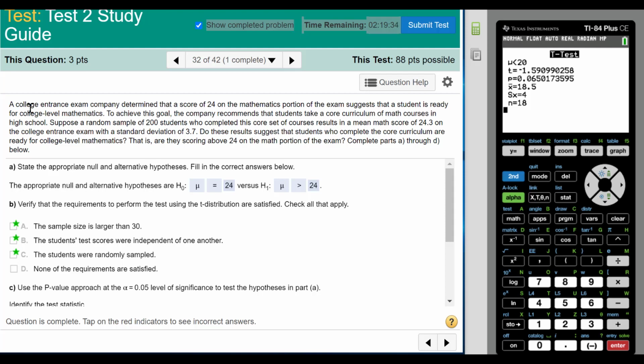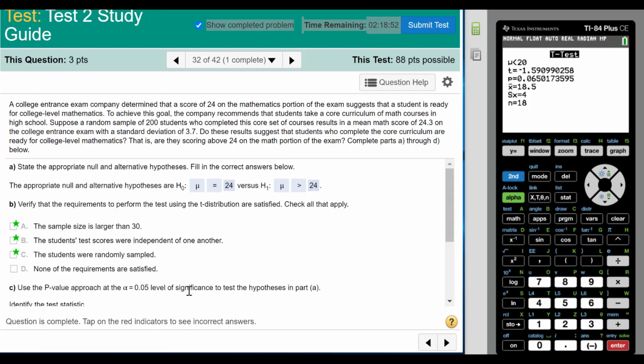Do the results suggest that the students who complete the core curriculum are ready for college level mathematics? That is, are they scoring above 24 on the math portion of the exam? So we need to test the claim that the mean is more than 24. You can see here the mean is more than 24, and the null is always the equal sign. What are the conditions of the t-test? The sample size must be larger than 30, or the population has to be normally distributed. The students' test scores are independent of each other, which is the case here, and the students were randomly sampled. It has to be a random sample.